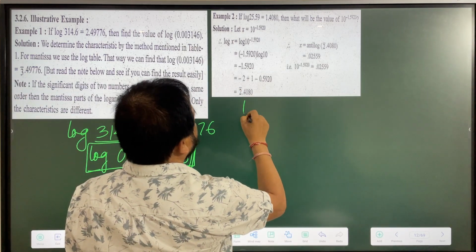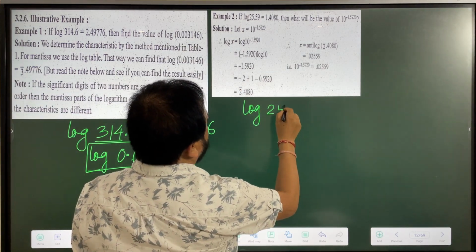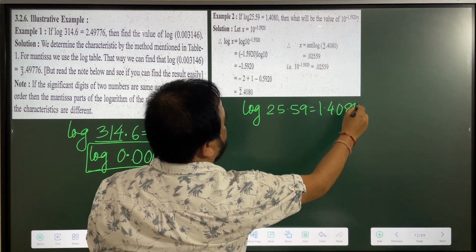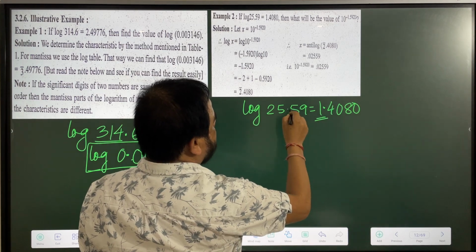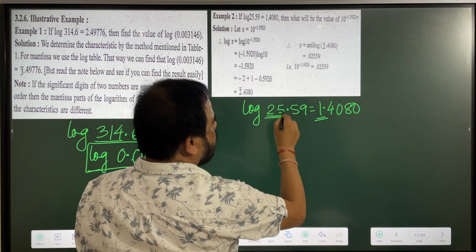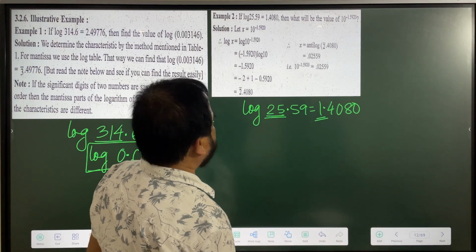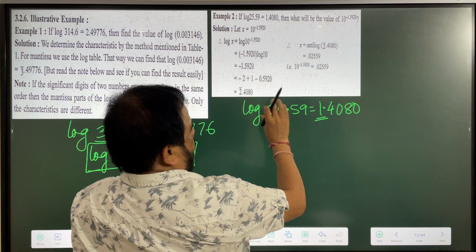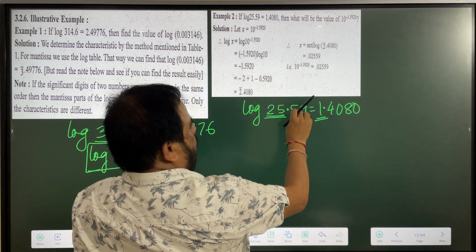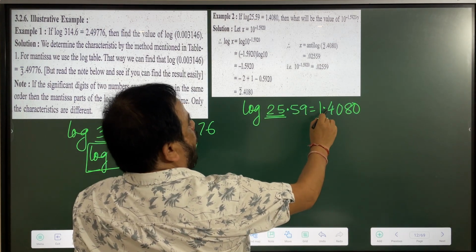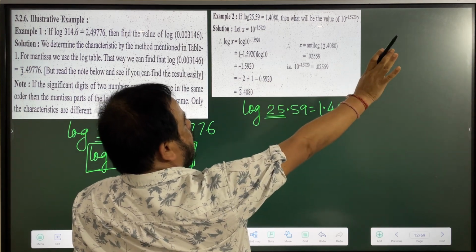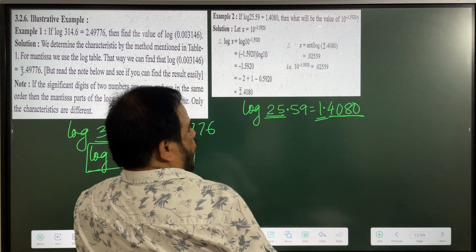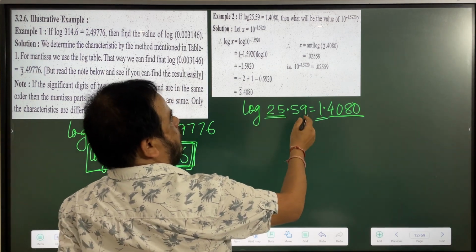Now log 25.59 is equal to 1.4080. Why did this 1 come? Before the decimal there are 2 digits, so 1 will be the characteristic. Now when we use the log table for 2559, we get the value 0.4080. This is what is given here. This is the value from the log table, for the value 2559.